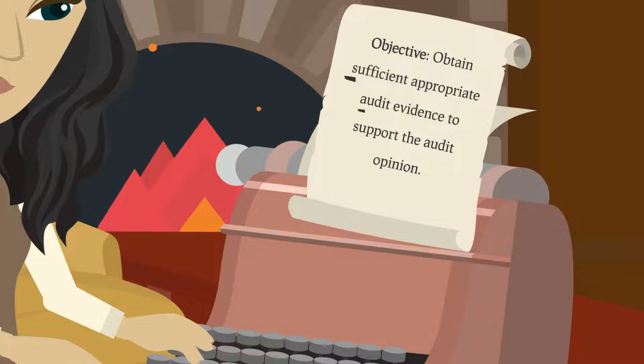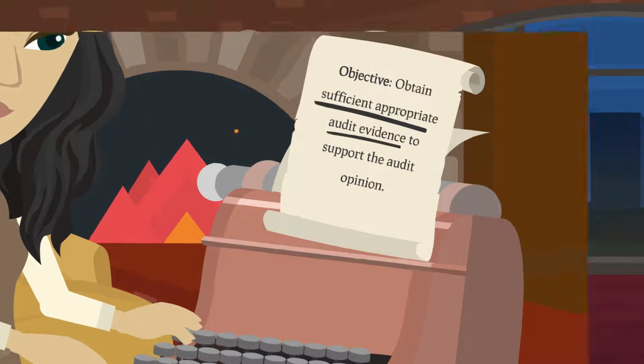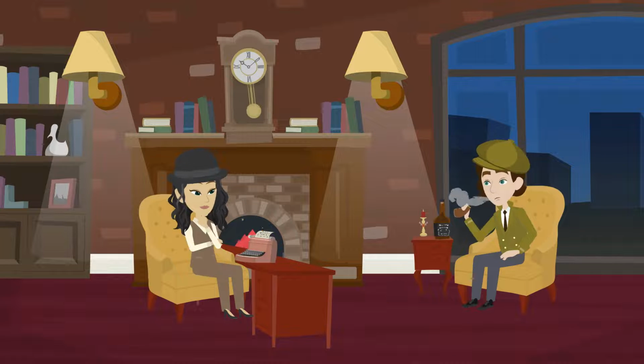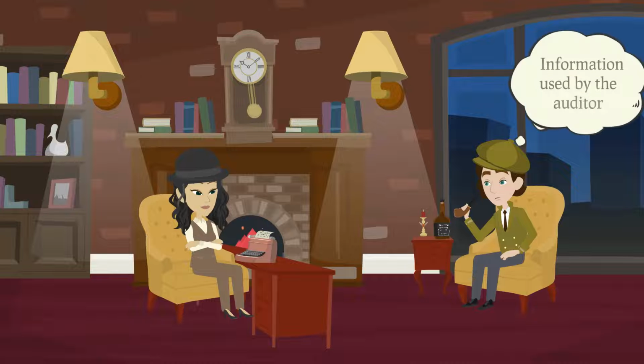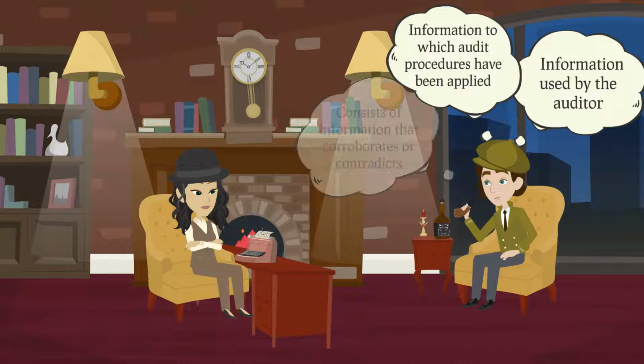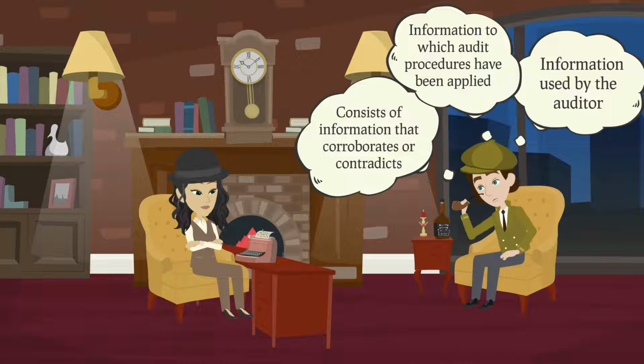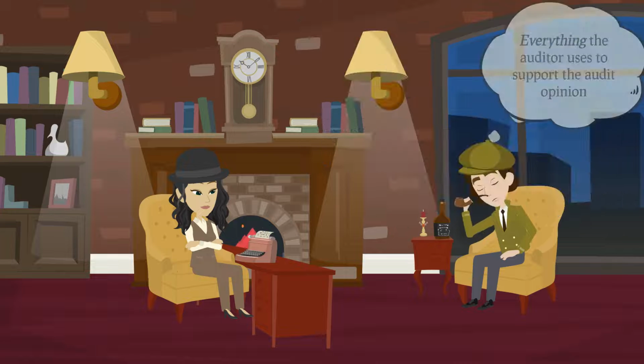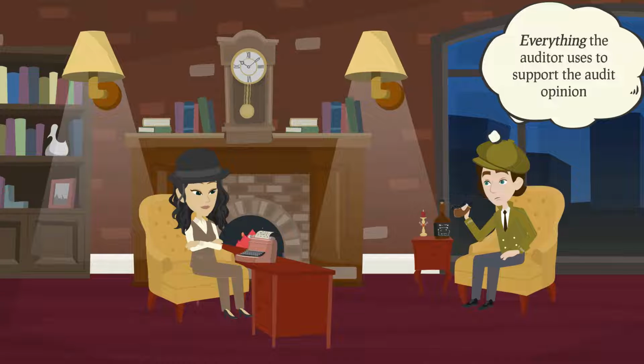But what is sufficient appropriate audit evidence? Well, technically speaking, audit evidence is defined as information used by the auditor in arriving at the conclusions on which the auditor's opinion is based. It is information to which audit procedures have been applied, and it consists of information that corroborates or contradicts assertions in the financial statements. In other words, it is everything the auditor uses to support the audit opinion that is issued.